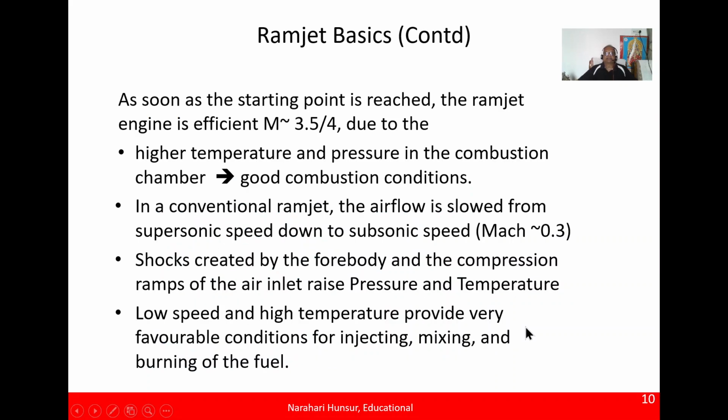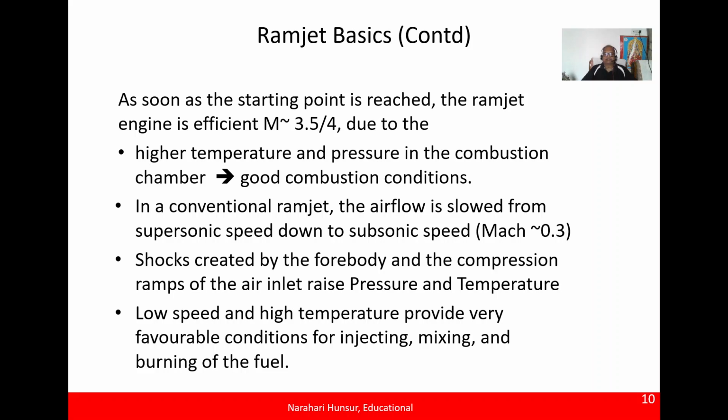So as soon as the starting point is reached, the ramjet engine is efficient up to about Mach 3.5 to 4, and due to the high temperature and pressure in the combustion chamber, good combustion conditions are seen. In a conventional ramjet, airflow is slowed down from supersonic speed down to about Mach 0.4. So shocks created by the forebody and the compression ramps of the air inlet raise the temperature and pressure, as mentioned in the previous slide.